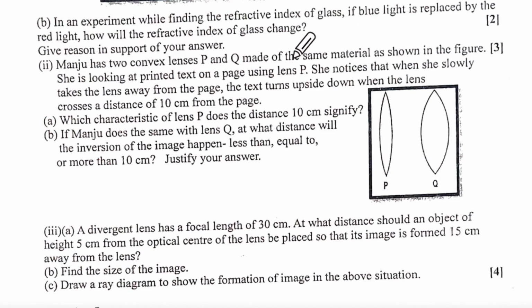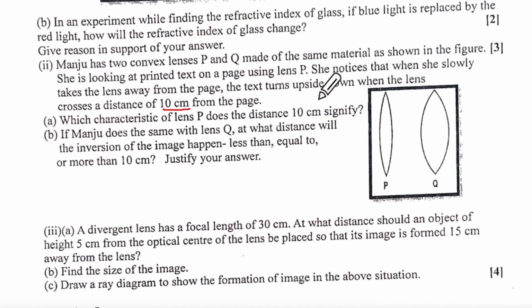Two convex lenses of the same material. She is looking at the print using lens P. She noticed that when she slowly takes the lens away from the page, the text turns upside down when the lens crosses the distance of 10 centimeters from the page.